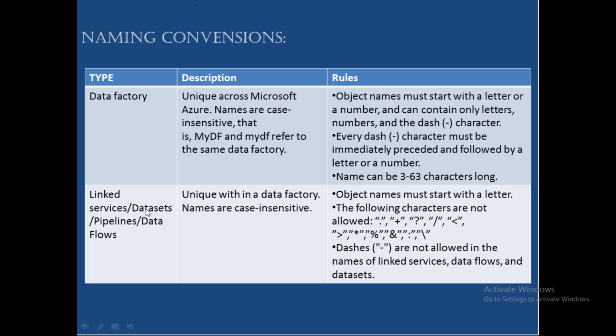Okay. So linked service, data set, pipelines, data flows, all these are unique within a data factory. Within one data factory, you are going to create multiple linked services for the different connections. So you cannot give the name connection for the first linked service and also give connection for the second linked service. These are not globally unique, but these are unique within the same data factory.